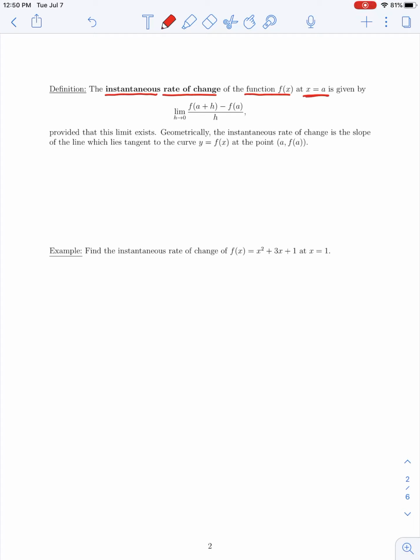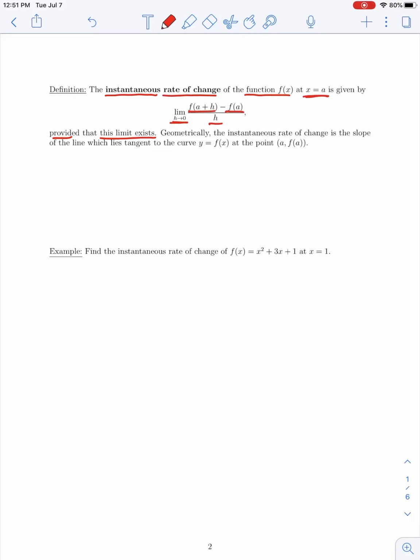We have the limit as h approaches 0 of the difference f of a plus h and f of a divided by h, provided that this limit exists. So an instantaneous rate of change is going to be defined in terms of a limit. And from our first couple of sections of Chapter 11, we saw that some limits don't exist. So this instantaneous rate of change of a function, which is defined in terms of a limit, is defined only as long as this limit exists.